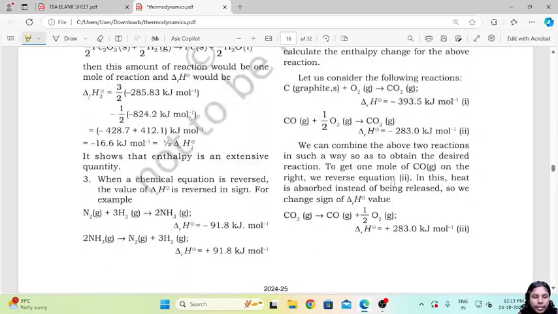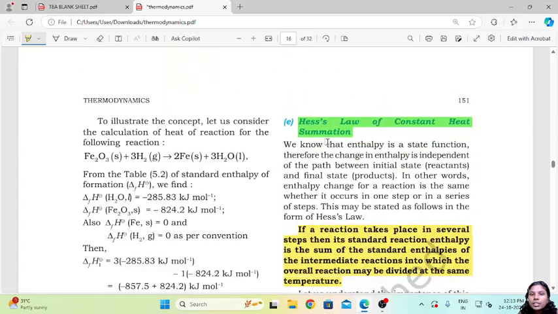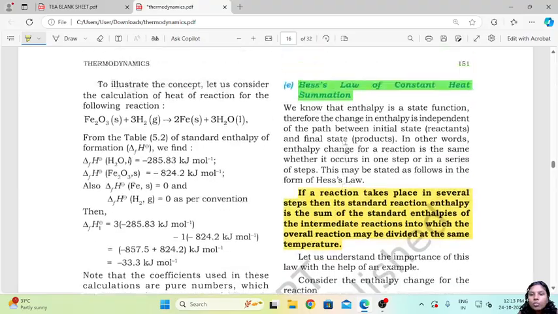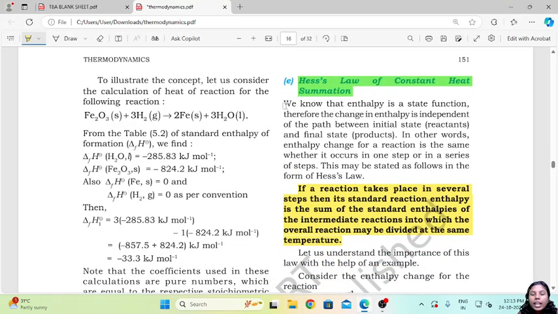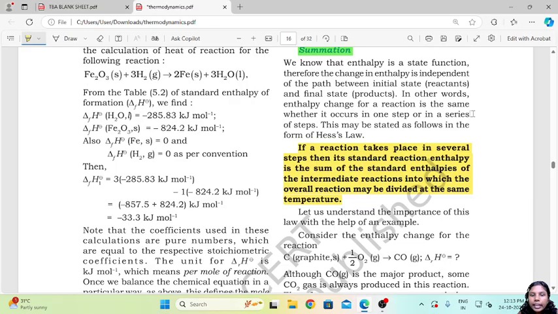Now let's next look at a very important concept, Hess's law of constant heat summation. Now we know that enthalpy is a state function. Therefore the change in enthalpy is independent of the path that it takes. It basically only depends on what? The initial state of the reactants and the final state of the products. In other words, the enthalpy change for a reaction is the same whether it occurs in one step or in a multiple series of steps.